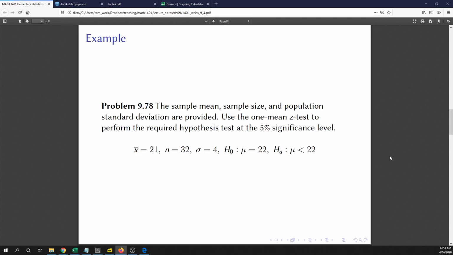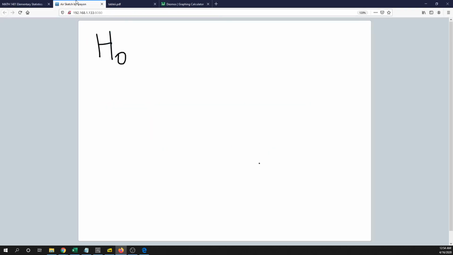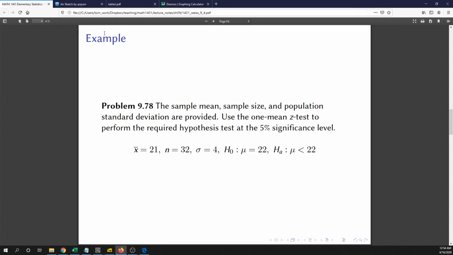The first example that we are going to do is problem 978. The sample mean, the sample size, and population standard deviation are all provided here. It says use the one mean z-test to perform the required hypothesis test at the 5% significance level.